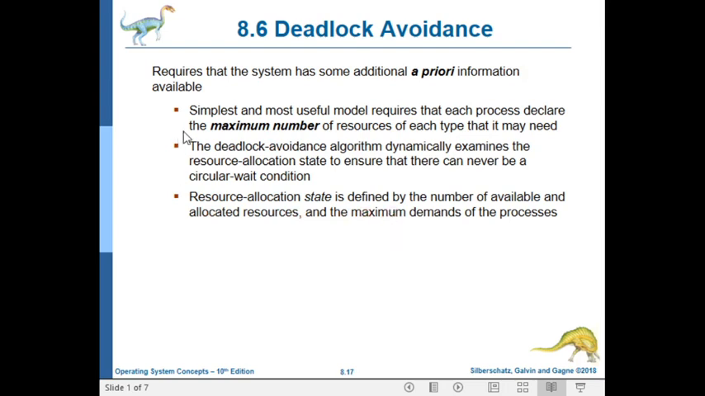We have two types of deadlock avoidance algorithm. The first one is the resource allocation graph. The second one is Banker's algorithm. We will, inshallah, cover both of these topics in the next videos.